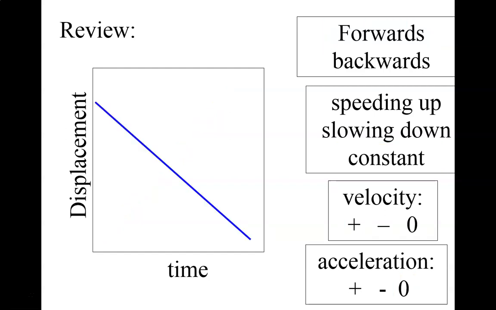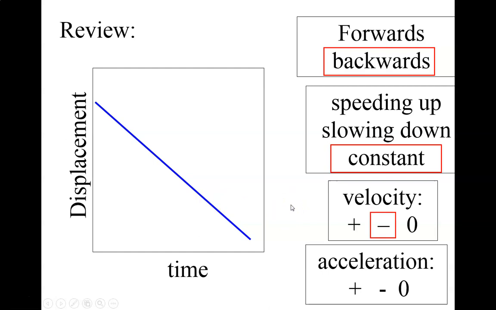So pause it and see what you say for these. All right. It's moving backwards because the slope is negative. It's tilted downwards. It's moving at a constant velocity because the line is straight. The velocity is negative because it's moving backwards. And the acceleration is 0 because it's moving at a constant velocity.